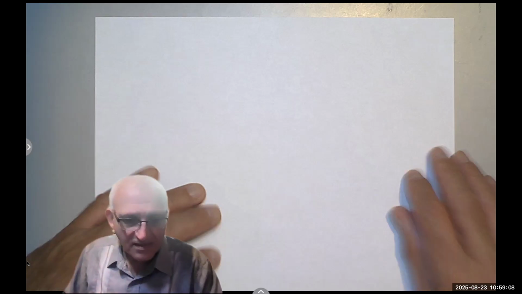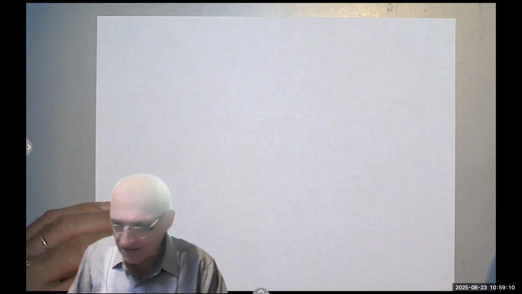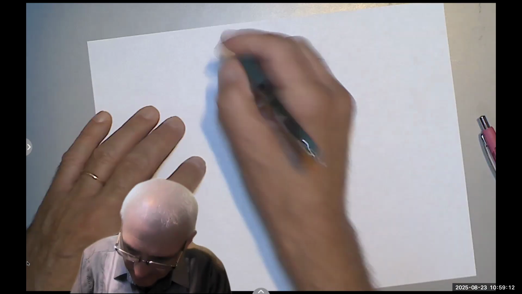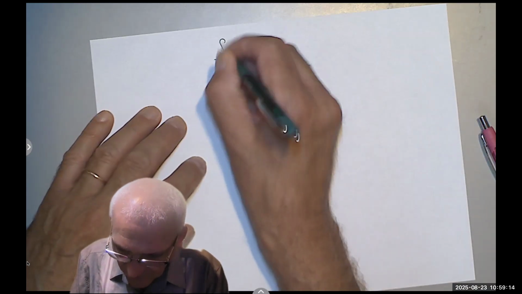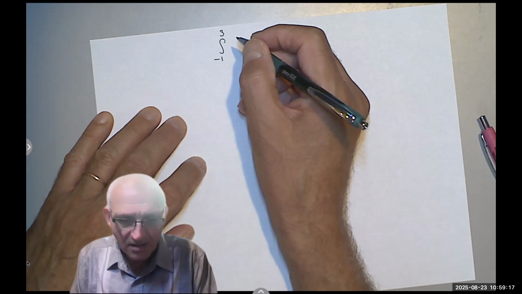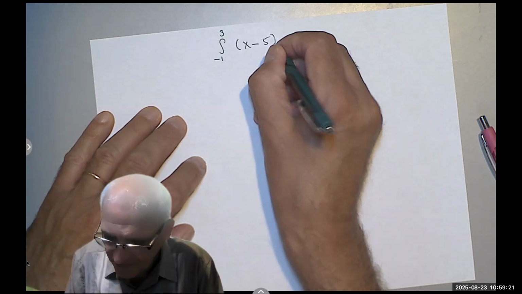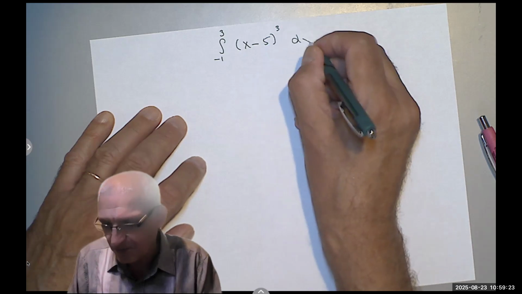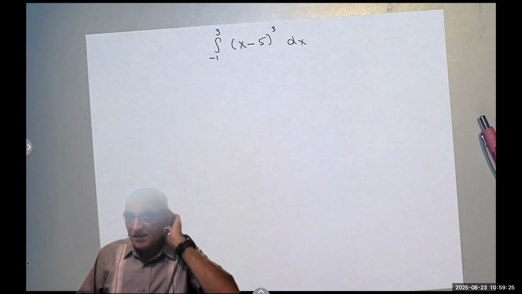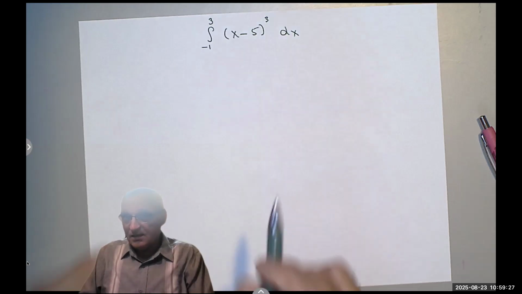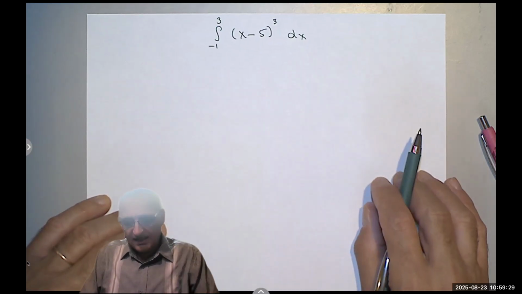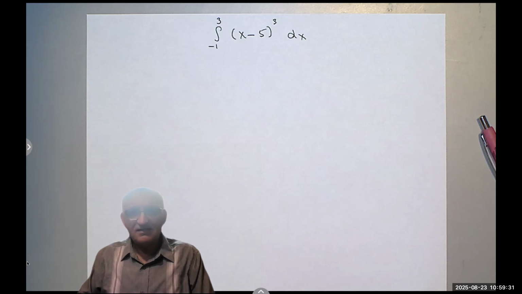And the last one says: integral from -1 to 3 of (x minus 5) cubed dx. That's an easy one, right? Again, I can use substitution, which is not needed at all here.